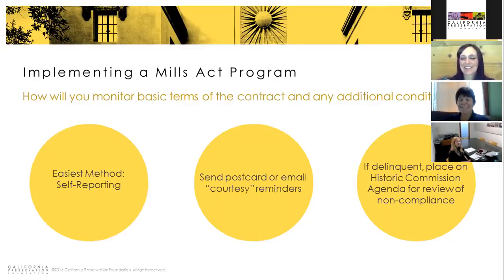So we designed a very simple postcard, wanting to save on mailing. We also had email addresses that we would collect when they would bring in their Mills Act applications, so you'll want to include those email addresses on there. Then we would send courtesy reminders: just want to let you know your anniversary date's coming up and we haven't heard from you. Can you please provide us an update?